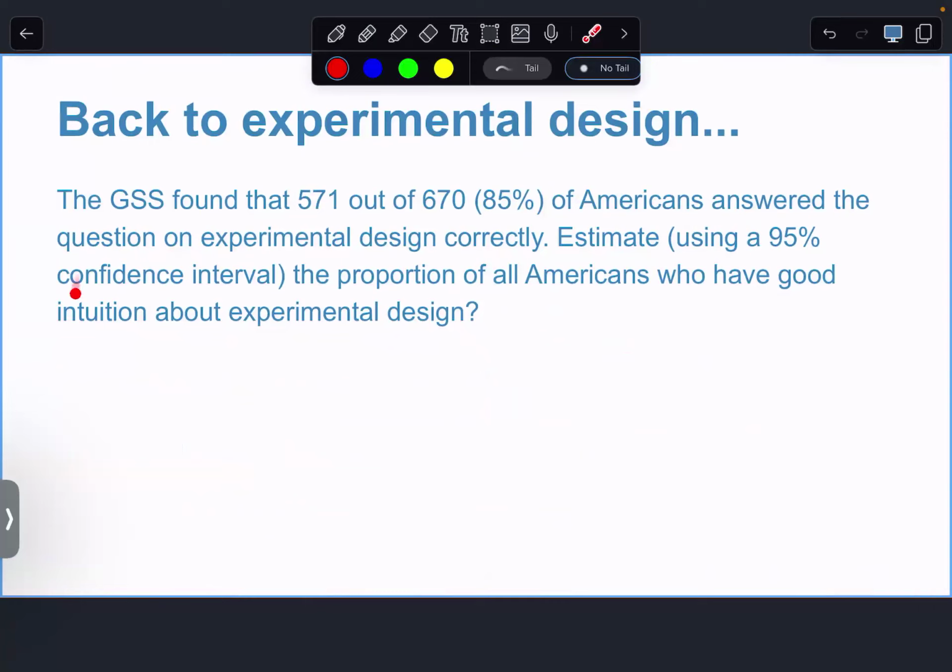So here, this is what a question would look like, sort of. The GSS found that 571 out of 670, which we're going to use 85%, we know that's rounded, but that's okay, of Americans answered the question on experimental design correctly. Estimate using a 95% confidence interval the proportion of all Americans who have good intuition about experimental design. Okay. So first thing we're going to do, we're going to check the conditions, but we're going to kind of make it snappy here.